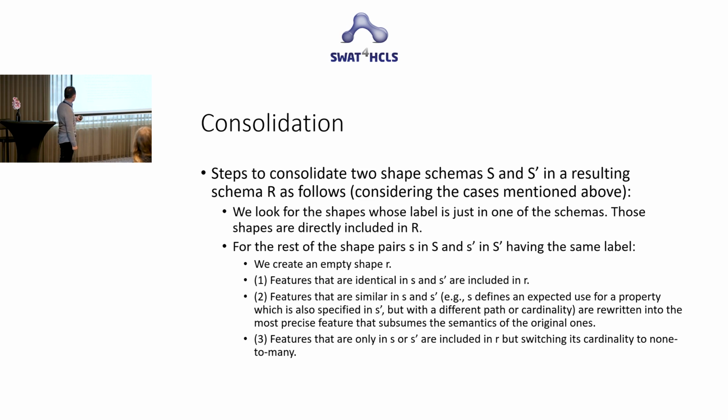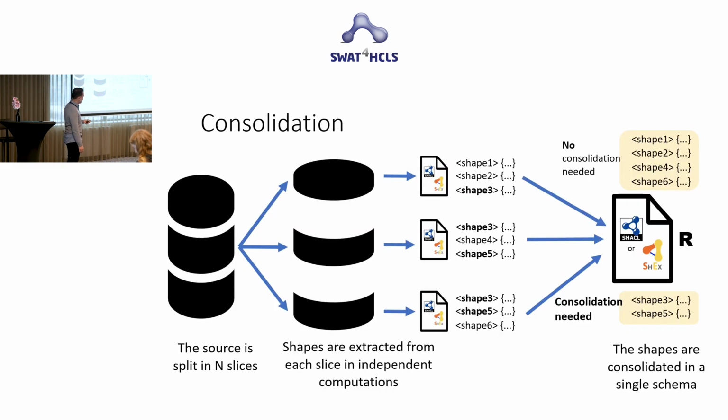And for the rest of the shapes, for the pair S and S prime having the same level, we create an empty shape R, and these are the 3 steps to get that consolidation. Here is a graphic image of the consolidation. First, we split into slices and get shapes. So for each file, there are several shapes.